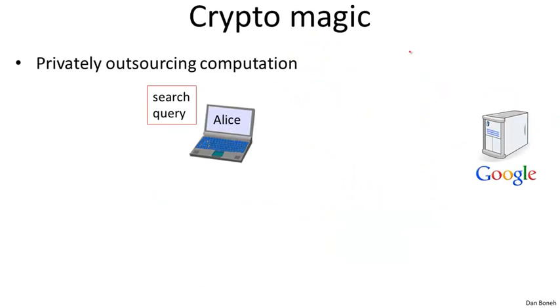Now, there are some applications of cryptography that I can't classify in any other way other than to say that they're purely magical. Let me give you two examples of that. The first is what's called privately outsourcing computation. I'll give you an example of a Google search just to illustrate the point. So imagine Alice has a search query that she wants to issue.